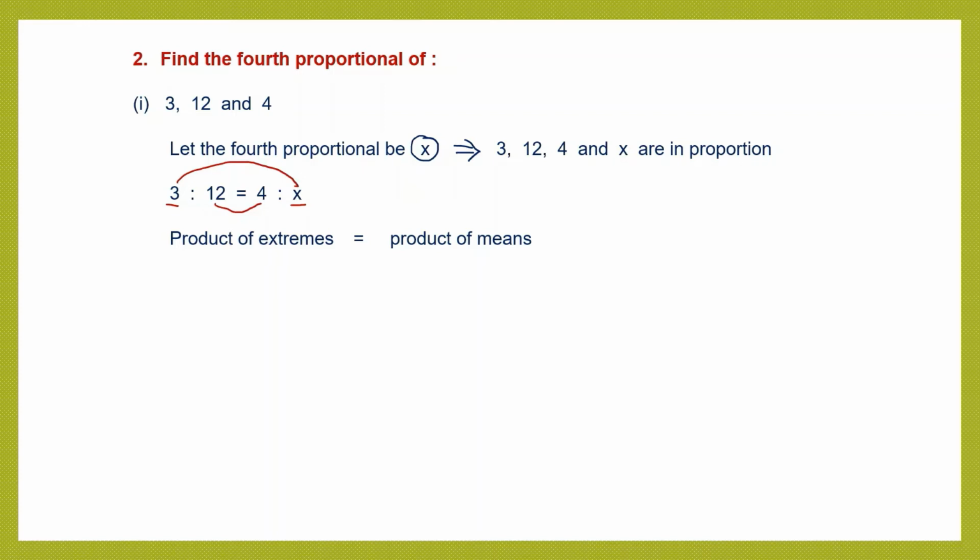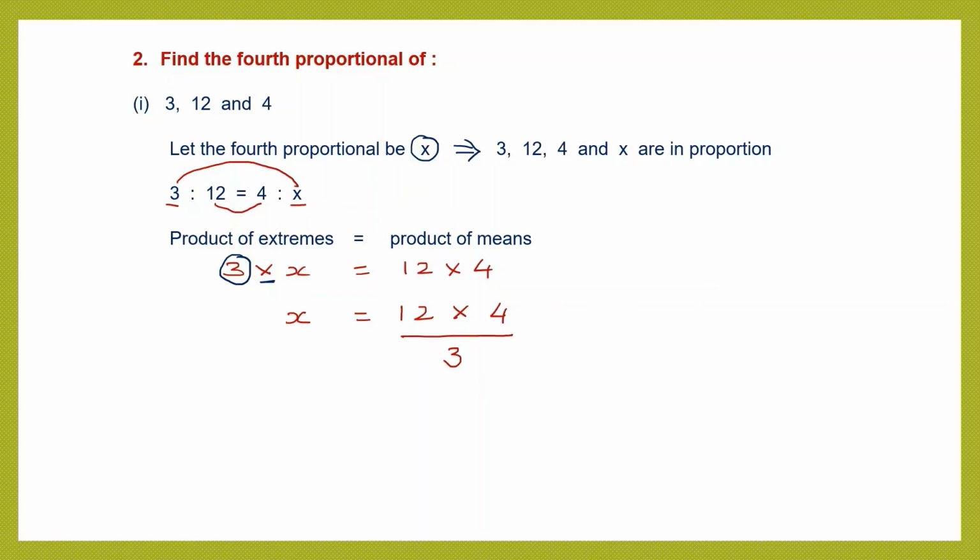Product of extremes. So the extremes are 3 into x, and the product of means is 12 into 4. Based on this, we are going to find the value of x. I'm going to leave x on the left hand side. On the right hand side, I have 12 into 4, which I'm going to leave as it is. Now I have 3 here, which I have to take from the left side to the right side. And because this is multiplication, when 3 moves to the right side, it becomes division. So here it is 12 into 4 divided by 3.